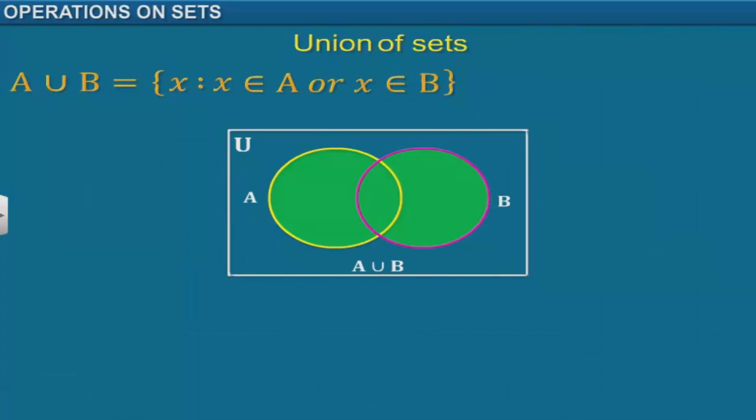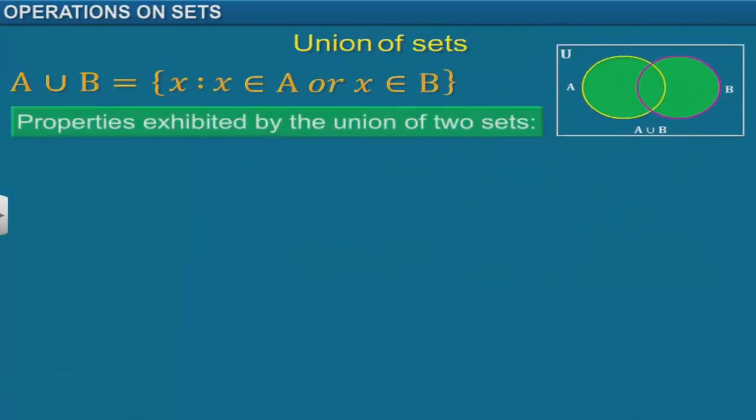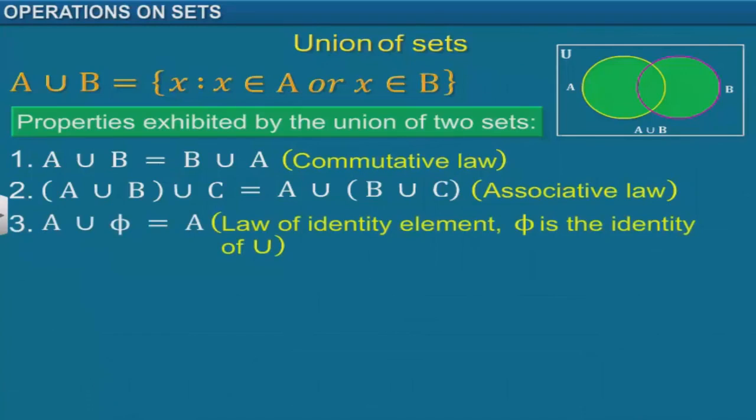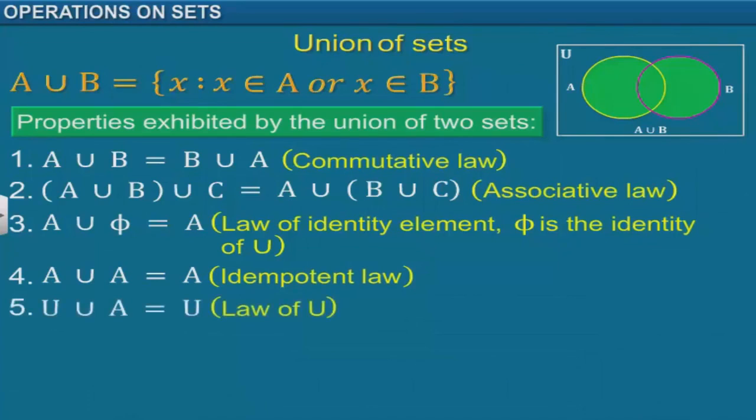Some of the properties exhibited by the union of two sets are as listed. The union of two sets follow the commutative law. The union of three sets follow the associative law. The result of the union of a set with a null set is the set itself. The union of a set with the same set follows the idempotent law. The union of a set with the universal set results in the universal set itself.